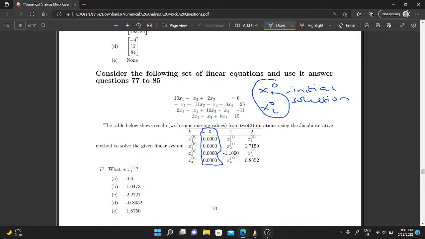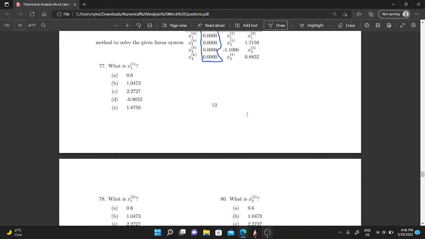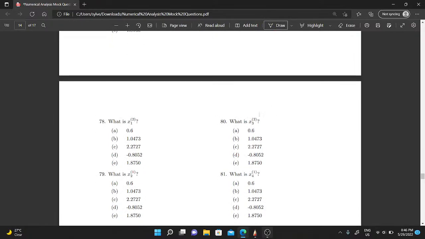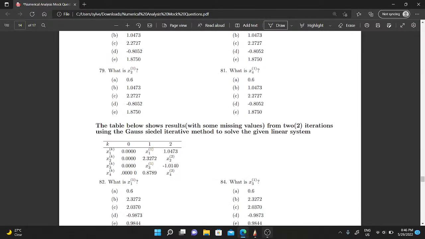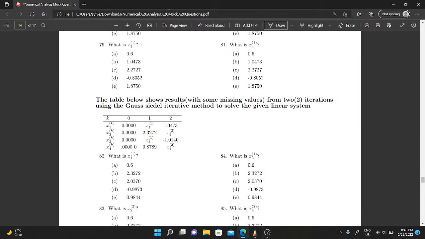So that's what you use to do your iterations, to get your first iteration, and then you use the values you get from here to solve your second iteration. How you do that, you'll be able to. So that's the method for solving these kind of questions. Okay, so please let's move on. There are lots of questions, so we can't actually solve everything for you. So please take your time and solve all the questions. And if you have any challenge, please let us know before the paper.